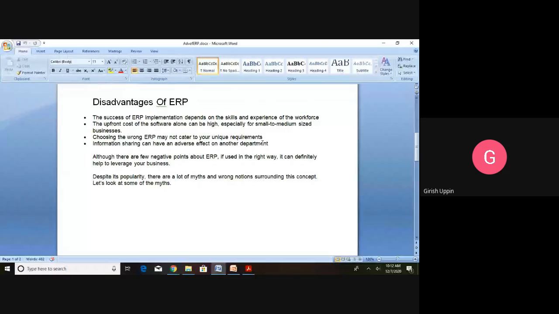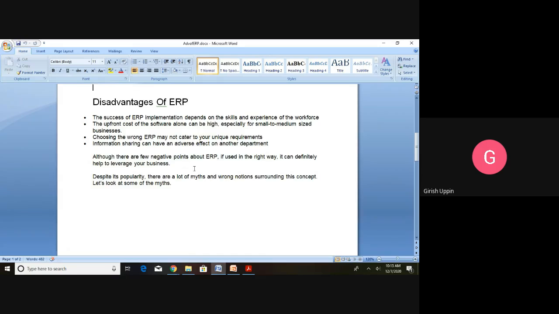Choosing the wrong ERP may not cater to your unique requirements. Out of the available ERP solutions, choosing the right one is the most important. Otherwise, it will not yield whatever requirement you have. So choosing an ERP is another challenge. Information sharing can have an adverse effect on another department. Here the information sharing is seamless, and the same thing can have an adverse effect because of so much availability of information. There are mechanisms to restrict who is going to access the information. Using that methodology, we can reduce this kind of risk.